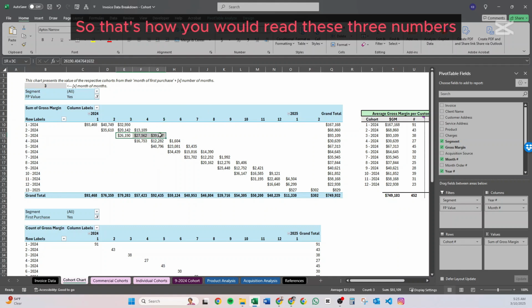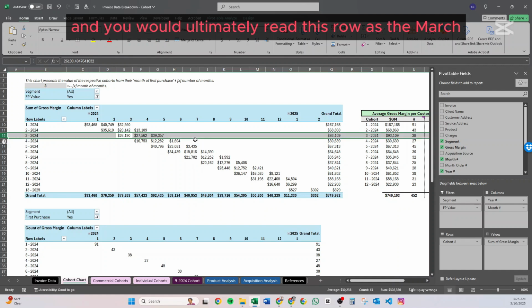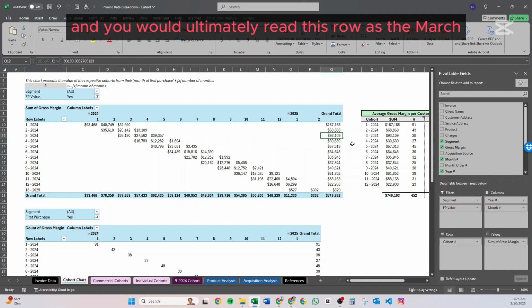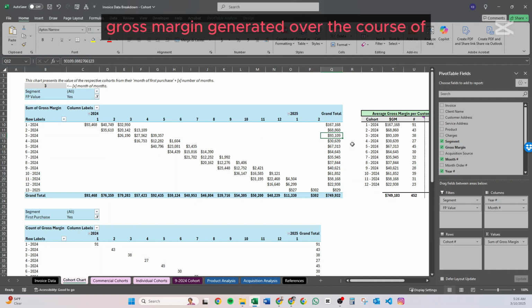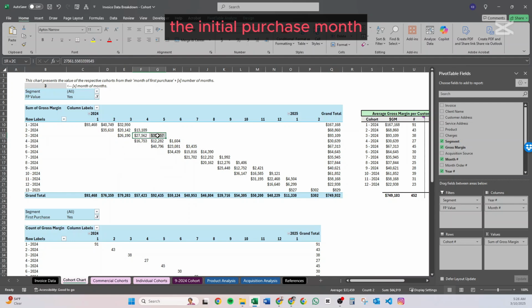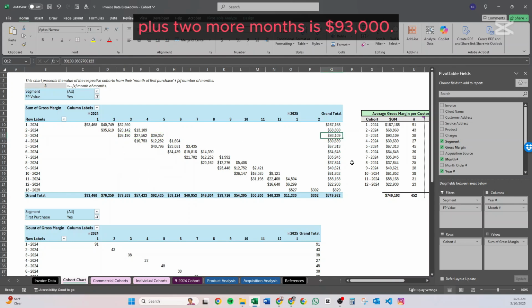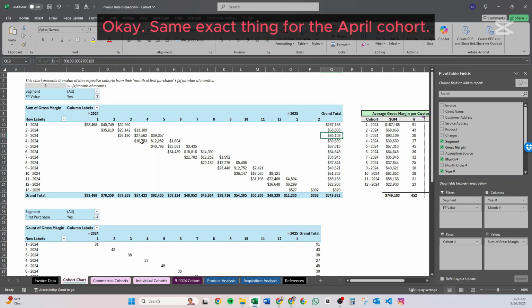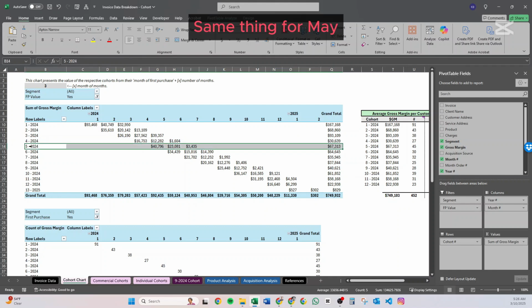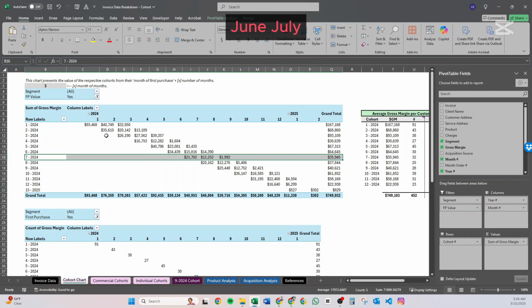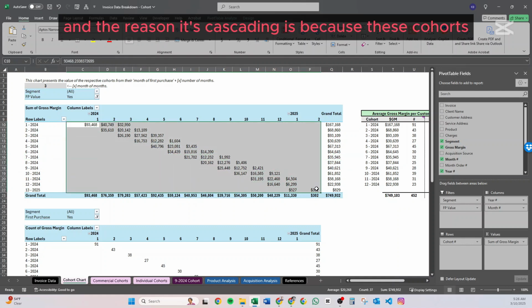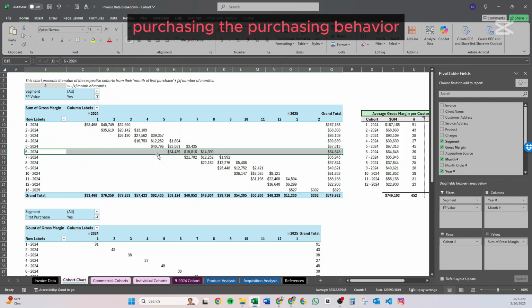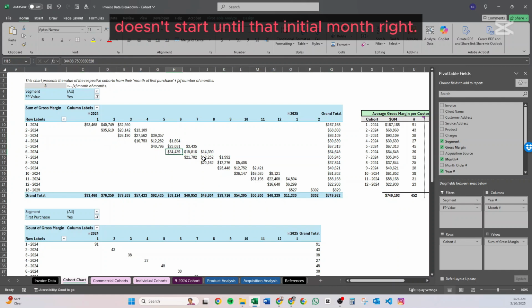So that's how you would read these three numbers, and you would ultimately read this row as the March cohort's gross margin generated over the course of the initial purchase month plus 2 more months is $93,000. Okay, same exact thing for the April cohort, obviously very different number here. Same thing for May, June, July, and the reason it's cascading is because the purchasing behavior of these cohorts doesn't start until that initial month, right?